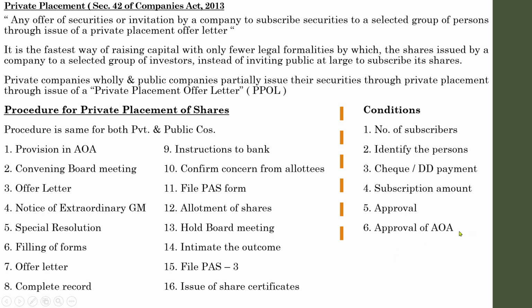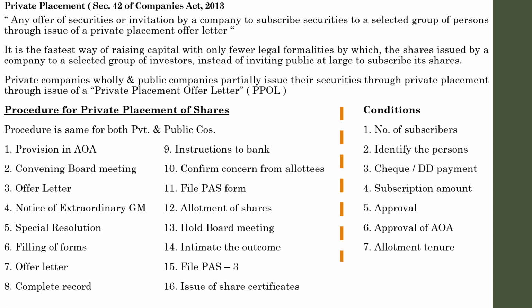So let's come back. Approval of articles of association. Articles of association must also prescribe about approval of the offer through special resolution. We have mentioned that because first and foremost procedure that has to be followed for the issue of private placement is sufficient provisions should be made in the articles of association. The same point is also mentioned here in another form of heading, approval of articles of association.